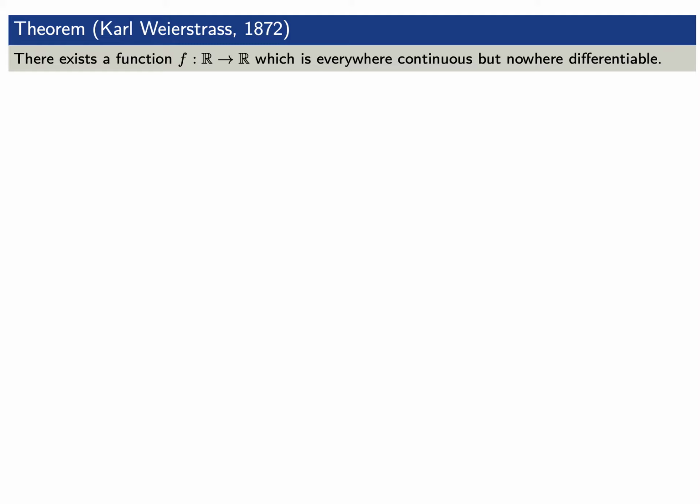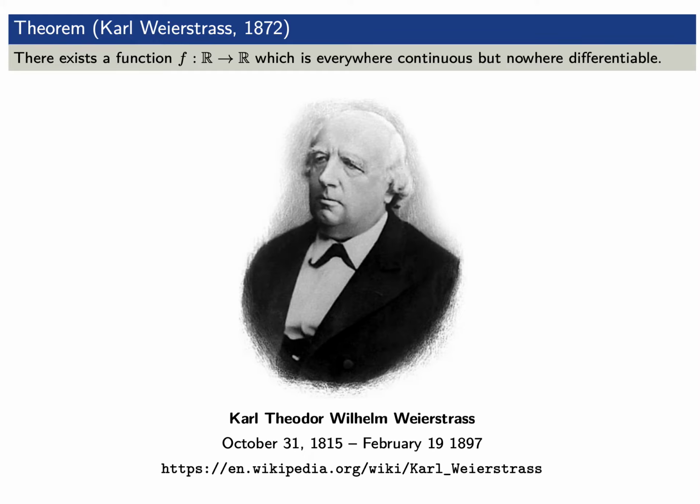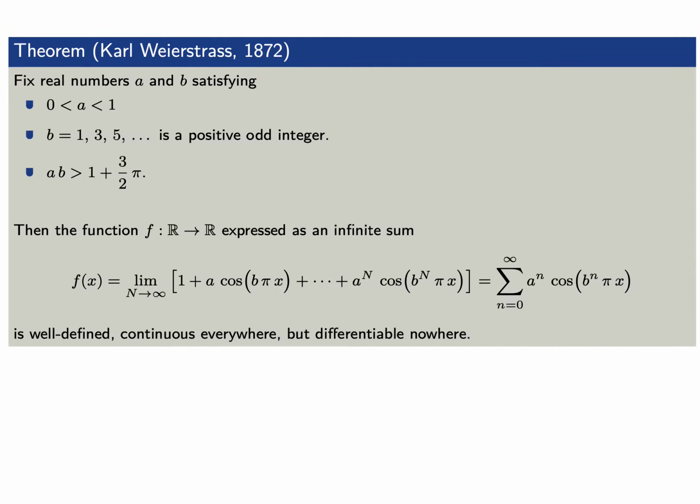Well, these questions were first considered by the German mathematician Carl Weierstrass in 1872. In fact, he found a function f which is everywhere continuous but nowhere differentiable. This is the same Weierstrass that is attributed to the Bolzano-Weierstrass theorem. Let's now try to give a precise statement of what Weierstrass actually proved.